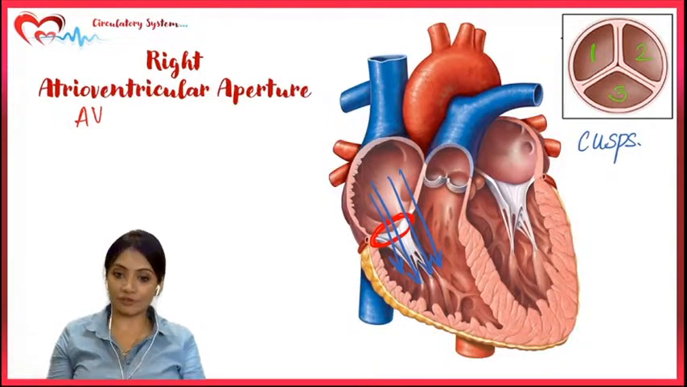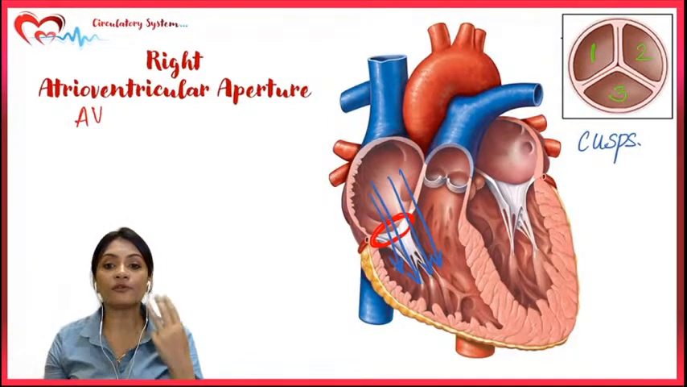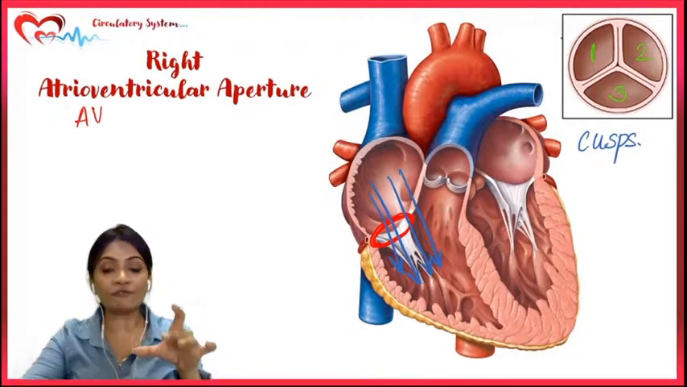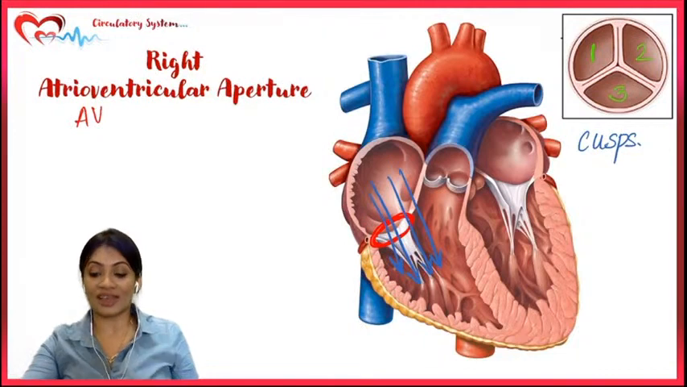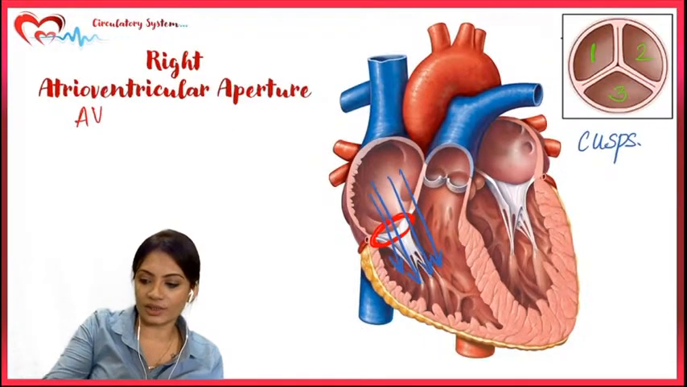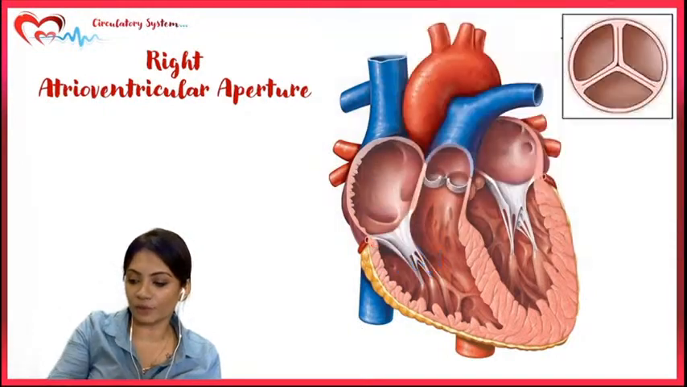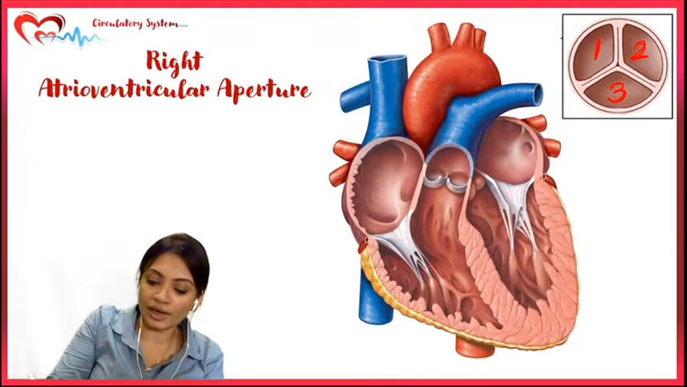On the right side, this apparatus is made up of three cusps, or three valve-like or membrane-like structures. That's why this is called the tricuspid valve. We'll call this valve, which has 1, 2 and 3 cusps, the tricuspid valve.